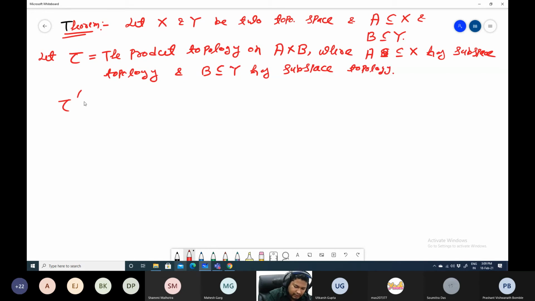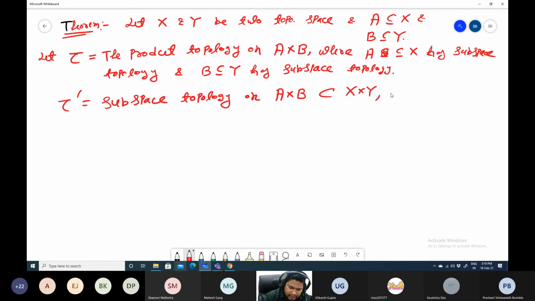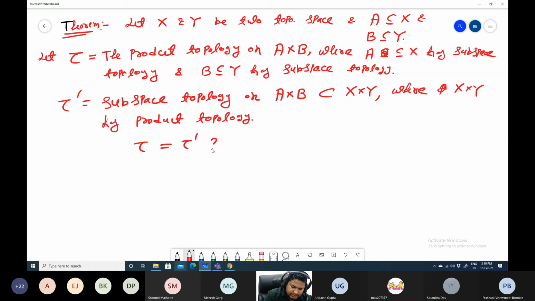Okay, and say tau dash equal to the subspace topology on A cross B. It is a subset of X cross Y, where X cross Y has the product topology. Now can you say that tau equals tau dash?